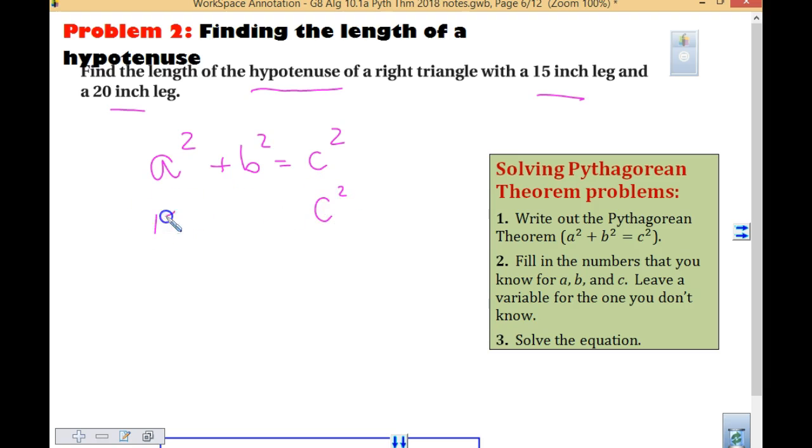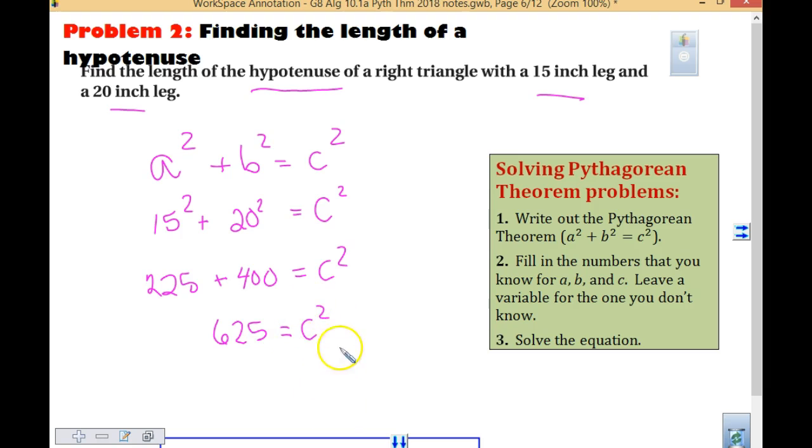If you don't have a calculator, you might want to grab one. Some of you might have memorized these perfect squares for 15 and 20, but if you didn't, please make sure you grab a calculator. So 15 squared is 225, plus 20 squared is 400, equals c squared. We're going to add those two together. 625 is equal to c squared.